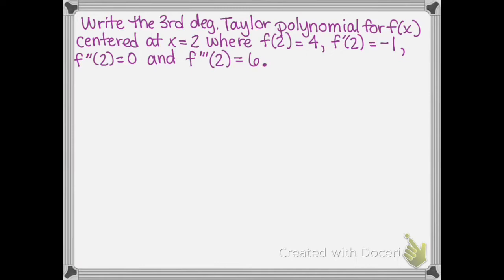I'll let you pause the video and attempt this problem. But if you don't remember the general term for a Taylor series, it's the nth derivative evaluated at c, times x minus c to the n power, over n factorial. So use that general term and formulate the Taylor polynomial that they're asking you for. Go ahead and pause the video and work out this problem.